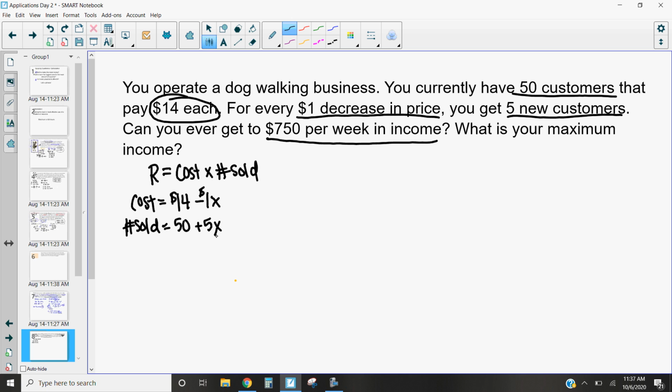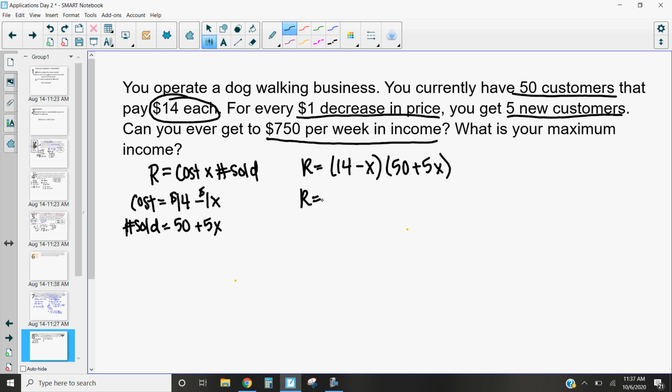So if I decrease it by $2, it'll go up by 5 times 2, which is 10, things like that. So my revenue equation here is going to be (14 minus x) times (50 plus 5x). Now I want to expand it out and get that quadratic just like we did in the previous problem. So let's go ahead and take a look at what happens when we expand that out.